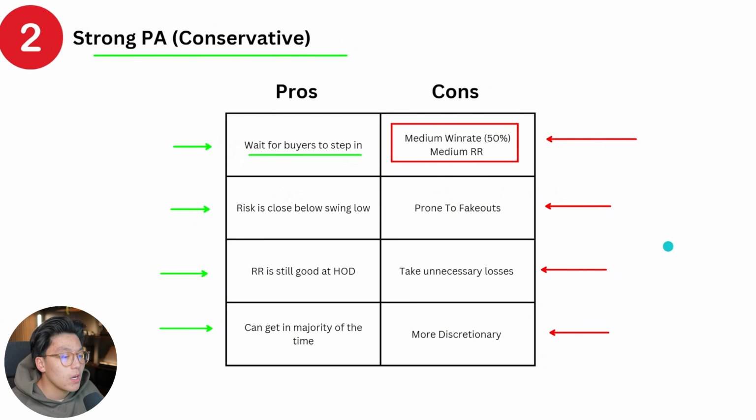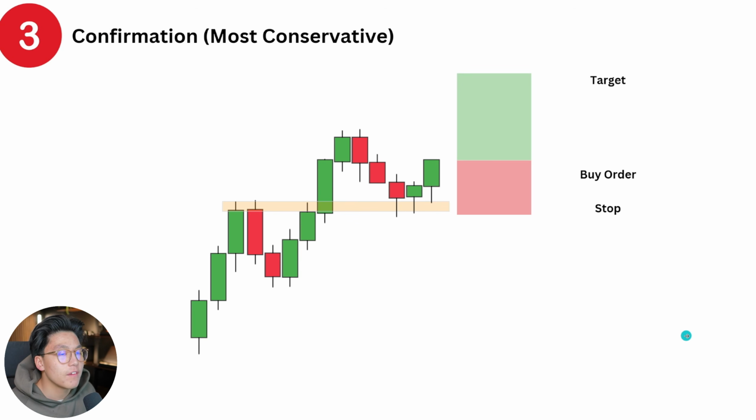So in this case, a little bit more discretionary can be a pro or a con, but whenever you do have more discretion when it comes to trading, it usually leads to a little bit more of a con than a pro. So now let's go on to the final entry model that I'm going to talk about today. The final entry model is my personal favorite, and it's waiting for confirmation, which is the most conservative.